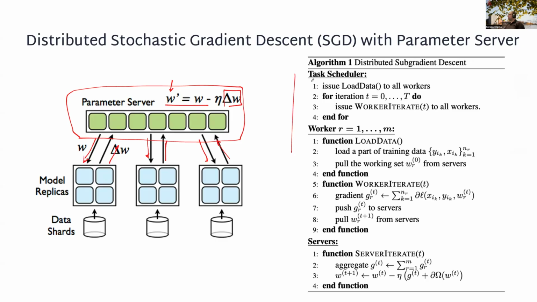So you need a task scheduler, and then each worker loads the data, and then computes the gradients, and then pushes the gradient to the server and also pulls the weights from the server, right? And in the server, you aggregate the gradients, right? And you update the weights, and then the workers will get these weights from the server. Quite simple algorithm, but quite effective.